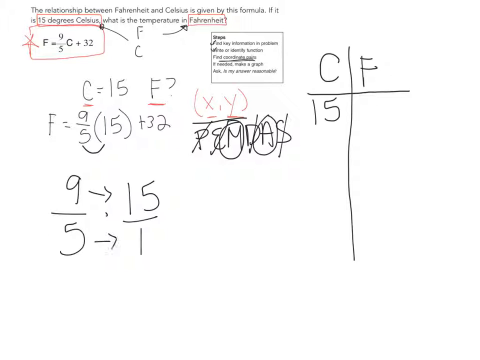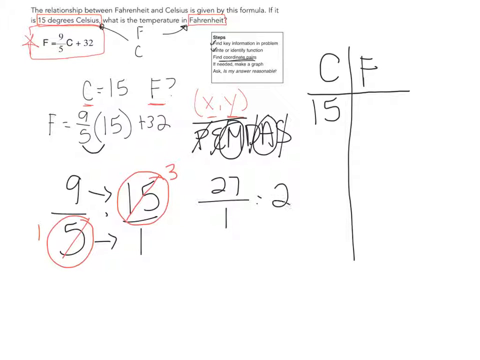But before we do that, I'm going to look at my problem because I noticed something. I noticed that 15 and 5 have something in common. They can both be divided by 5. I can reduce these by 5. So 15 divided by 5 is 3. 5 divided by 5 is just 1. So now my problem is so much easier to solve. 9 multiplied by 3 is 27, and 1 multiplied by 1 is 1. So this just becomes 27.